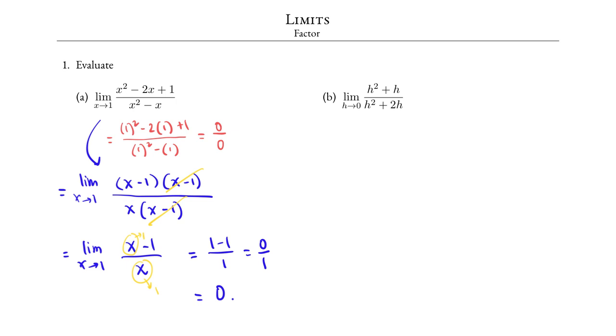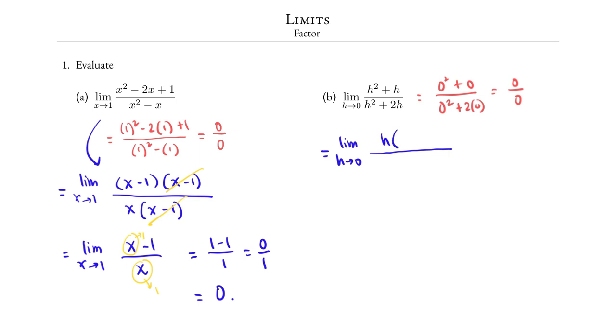For part b, we will do the same thing. We will plug in 0 into this expression to see what happens. 0 squared plus 0 over 0 squared plus 2 times 0, which is 0 over 0. Again, with 0 over 0, we will need further analysis, and that is, we will need to do something else. And that something is, again, most likely factoring.